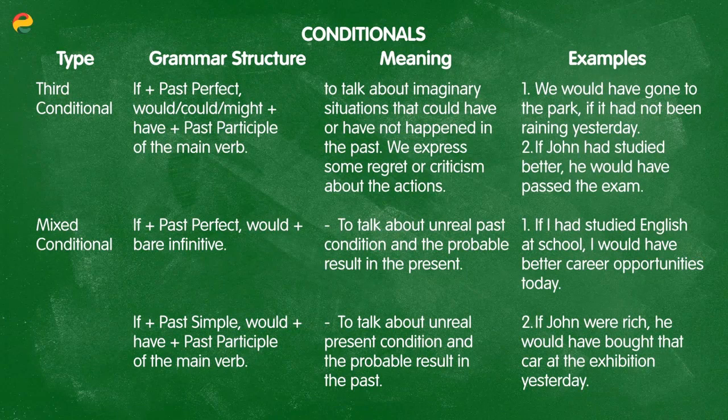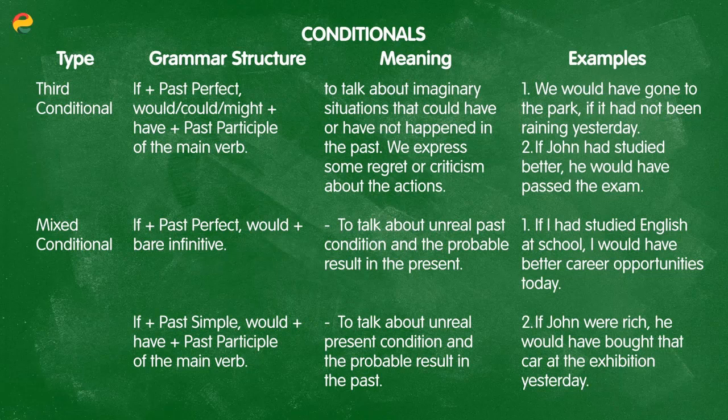And finally, the third conditional formed by using if with the past perfect, and then a main phrase using would, could, or might, and have with the past participle of the main verb, is used to talk about imaginary situations that could have or could have not happened in the past, and we're expressing some kind of regret or criticism. We would have gone to the park if it had not been raining yesterday. Or if John had studied better, he would have passed the exam.